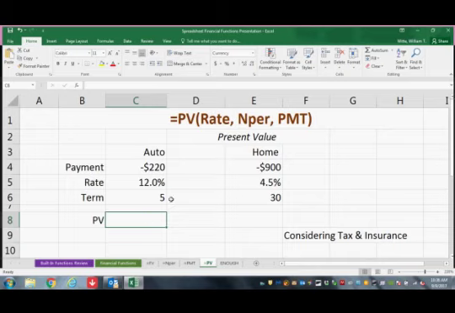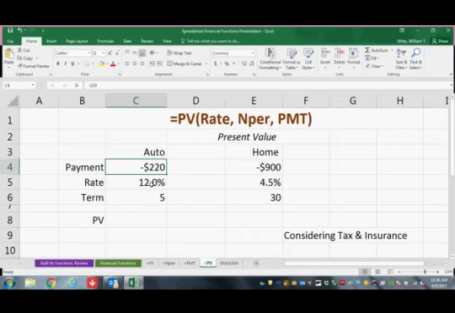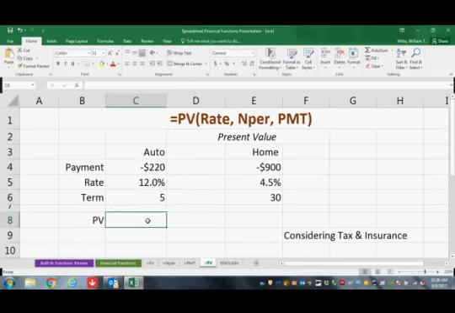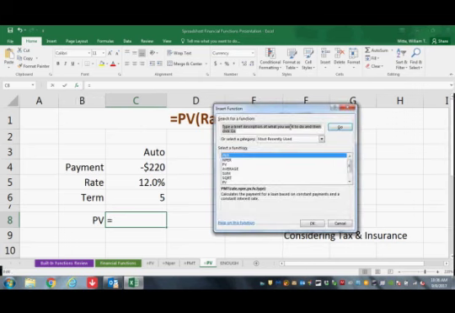Let's do one. I wonder, using this annuity situation, $220 payment every month, the best loan I can get, we'll say, is 12% over a 5-year term. I wonder how much car that will buy me, because I don't know which kinds to shop for. So let's go to the function wizard, and this time we're going to use the PV, or present value function. Okay, and there it is.